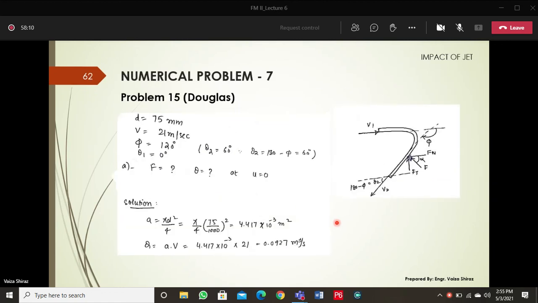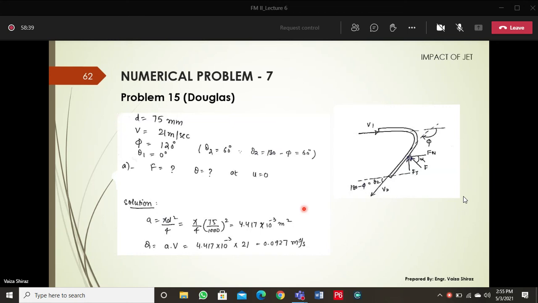Okay, now this is your problem number 7. This is the problem number 15 from Douglas. If you have the book with you, you can see that this problem has a part A, in which the plate is stationary, which is similar to your case number 6. Part B of the numerical, the plate is moving, which is similar to your case number 7, which we will cover in your next class. Okay, so I will discuss both the parts separately.